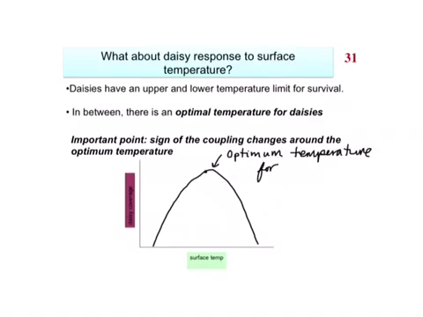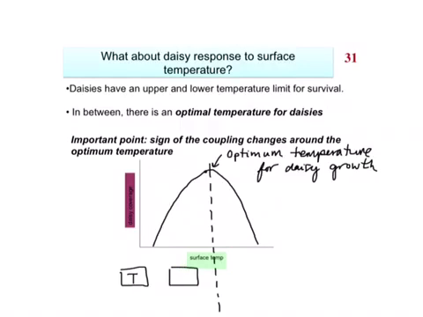And we've already discussed how the sign of the coupling changes around that optimum temperature. But let's go ahead and put this on the diagram. So when we're over here on this side of the optimum, temperatures are a little cooler than daisies would like it to be. So an increase in temperature leads to an increase in daisy coverage, and we have a positive coupling. So on this side, I'm just going to represent these as a box with T for temperature and then a flower over here. So we have an increase in temperature leading to an increase in daisy coverage, which is a positive coupling.